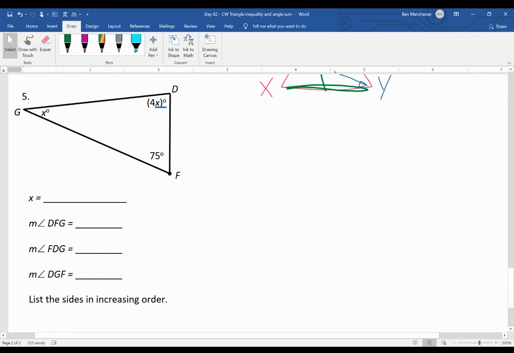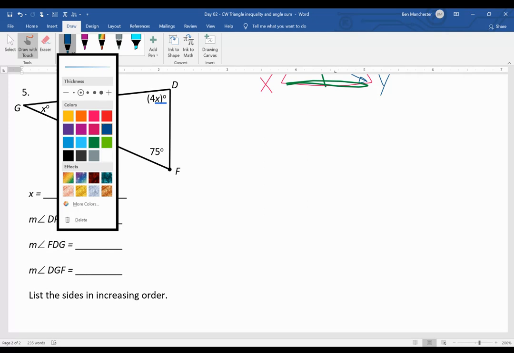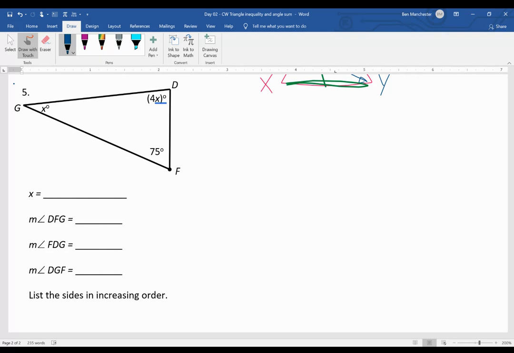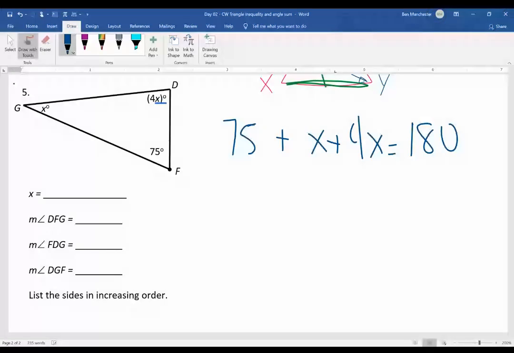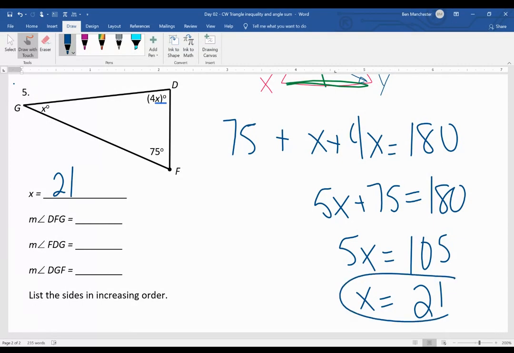And lastly, we have this wonderful problem. Okay, so once again, we're having to employ the triangle angle sum theorem because we know the three angles of a triangle. So 75 plus X plus 4X, we add all these angles together, that has to equal 180. So if we combine our like terms and we use our amazing algebra skills, 180 minus 105, divide both sides by 5, we get X is 21.